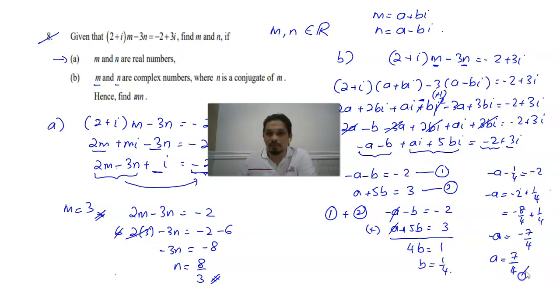Seven over 4. Okay, this is A and this is B. So substitute the values of A and B into M and N, and multiply M and N, as mentioned in the question. So you find out yourself. I just leave it to all of you, recalling the values of A and B. Substitute both A and B here and find the multiplication of M and N.